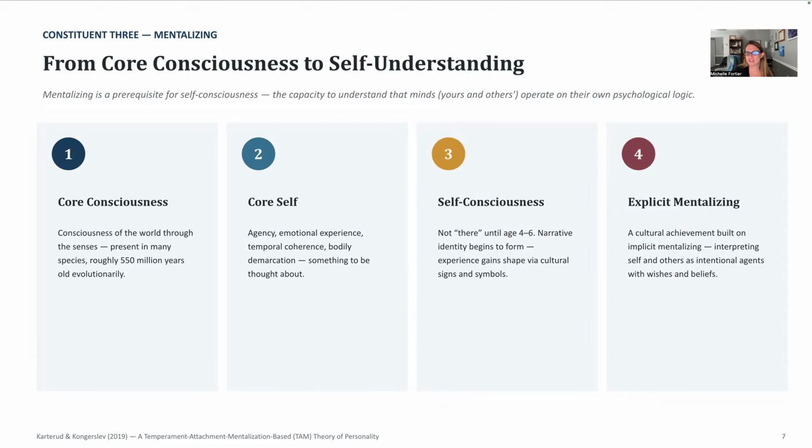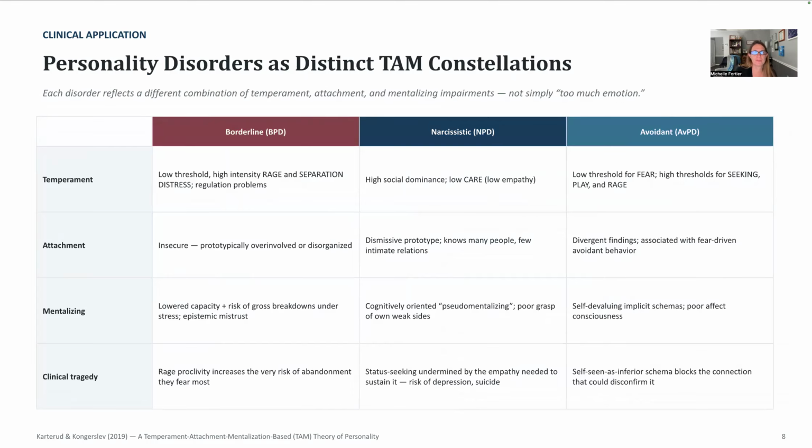Then we move over to self-consciousness. It's not there until about age 4 to 6. Narrative identity begins to form. We start telling ourselves stories about ourselves and our experiences. And experience gains shape via cultural signs and symbols. Then the last thing is explicit mentalizing, a cultural achievement built on implicit mentalizing, interpreting self and others as intentional agents with wishes and beliefs.